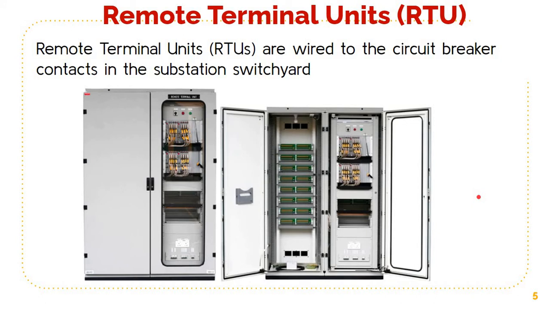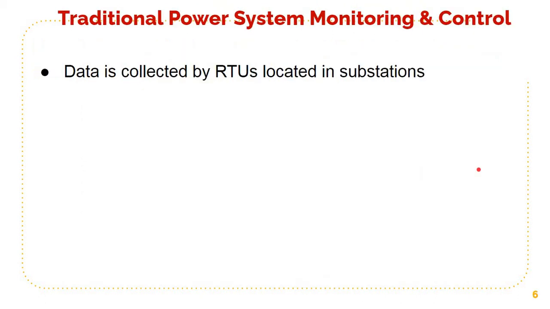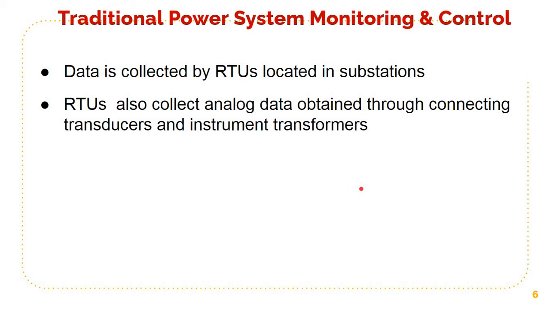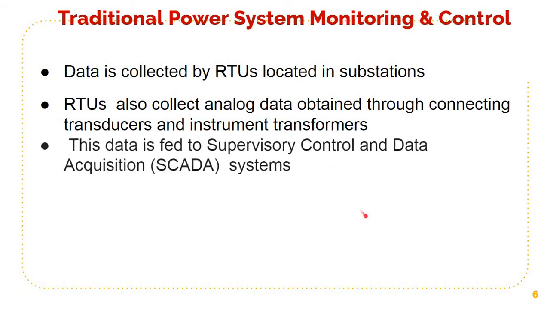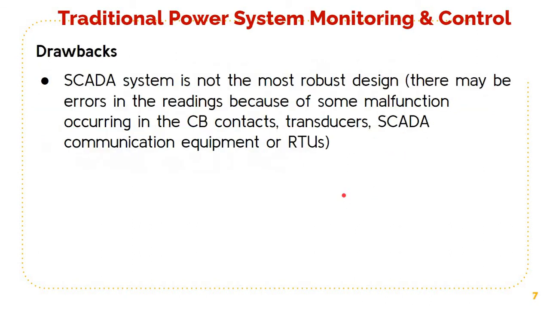Now let us see remote terminal units, abbreviated RTU. These are wired to the circuit breaker contacts in the substation switchyard. I'm talking about traditional power system monitoring and control. So data is collected by RTUs which are located in the substations. They also collect analog data obtained through transducers and instrument transformers. This data is fed to the SCADA systems. SCADA stands for Supervisory Control and Data Acquisition.